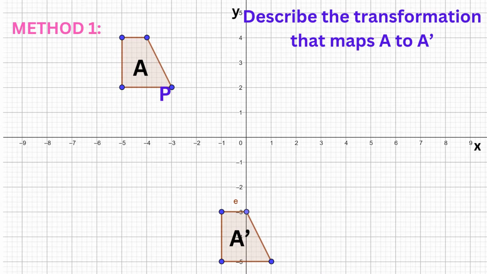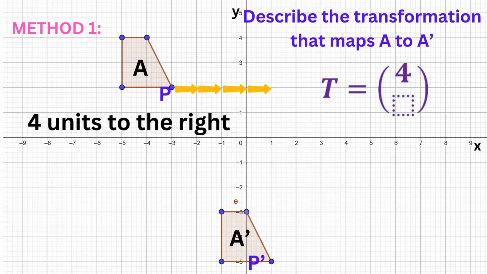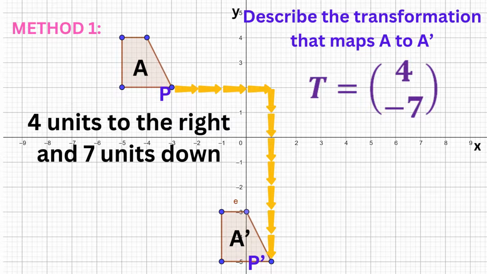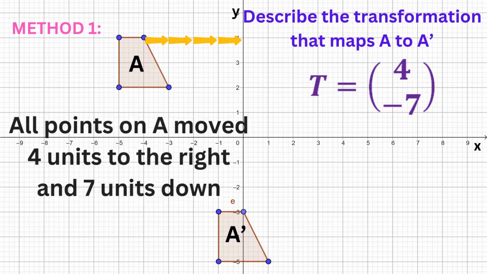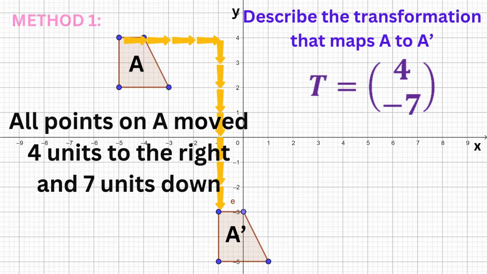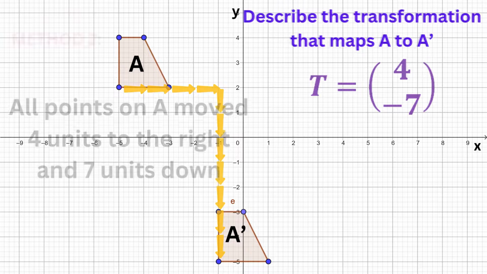To get from P to P image, we will need to move 4 units to the right, represented as positive 4 in the vector, and then 7 units down, represented as -7. Hence, the translation vector that fully describes the transformation is the vector t equals (4, -7). If you repeat the same process with the corresponding vertices at the top right of both shapes, you get the same result. To get from any vertex in the original shape to its corresponding vertex in the translated shape, you will need to move 4 units to the right and then 7 units down.